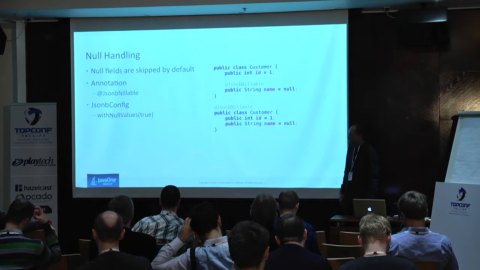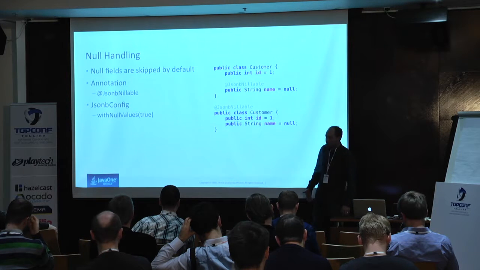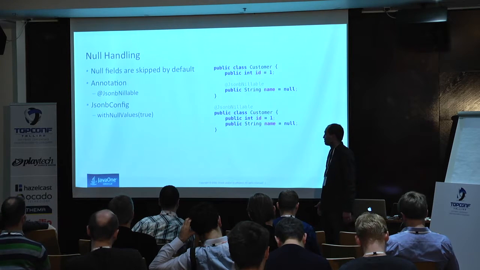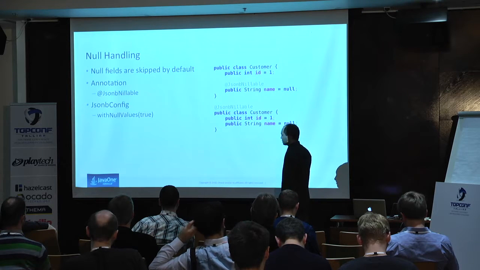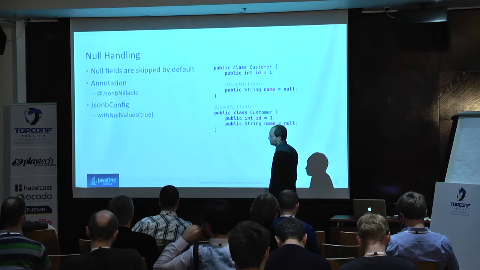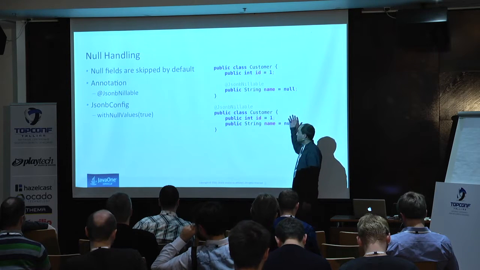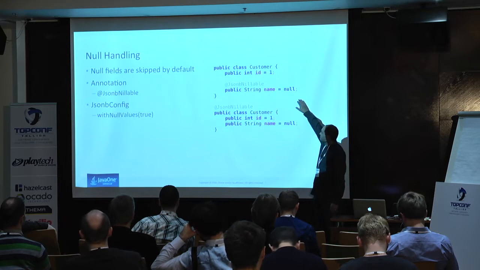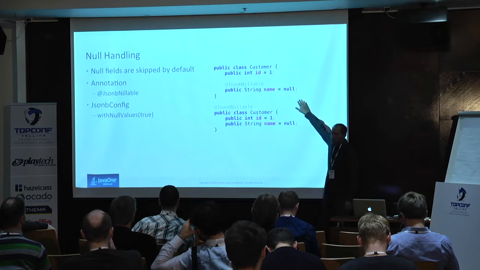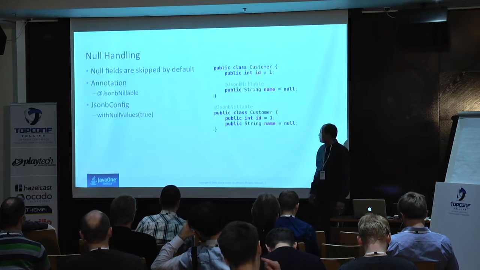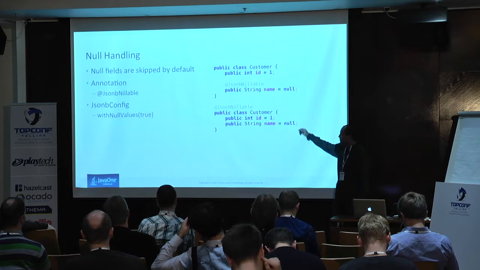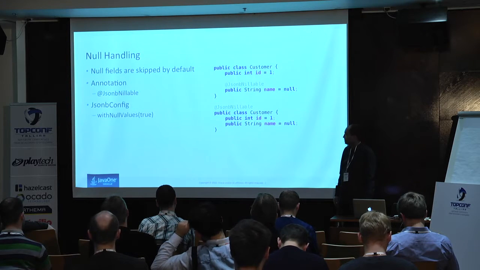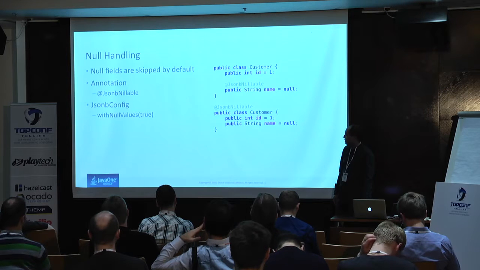Null handling, again, by default, null is not serialized, but you can change the default behavior either through JsonbConfig with nullValues set to true, or directly on the fields or class. In this case, name will be serialized with null as a value. In the second case, when the annotation is applied on a class level, then all fields where it is applicable will use null.